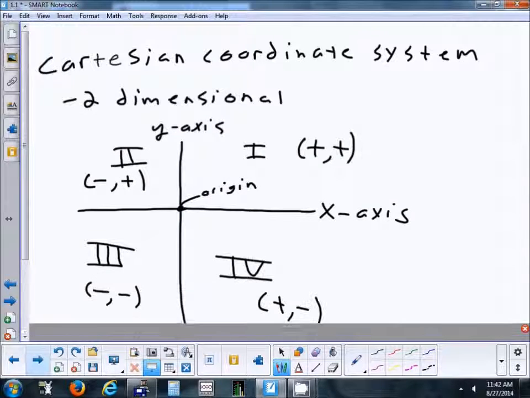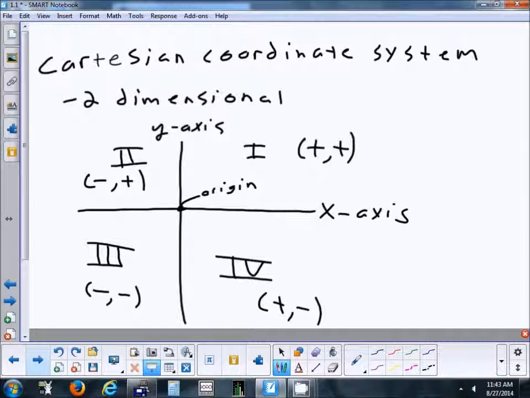Okay, let's look at the 2D coordinate system and summarize that quickly. Okay, in 2D, you have two axes. X is horizontal, Y is vertical. The two axes separate this Cartesian coordinate plane into 4 regions. Anybody know what we call those 4 different regions?